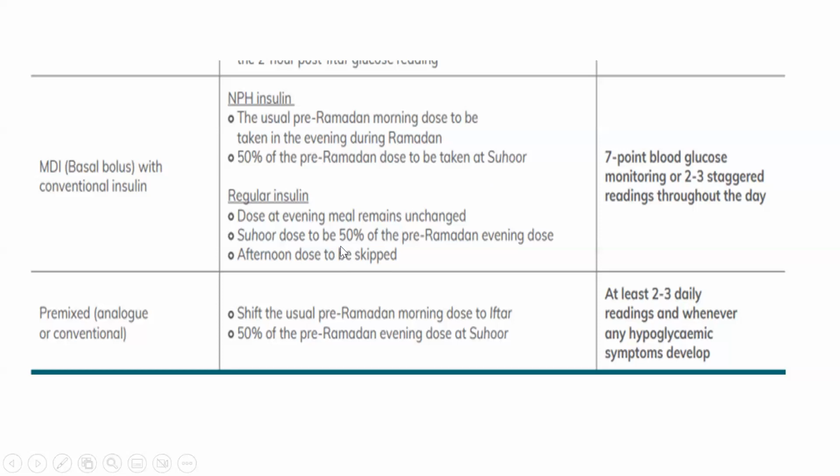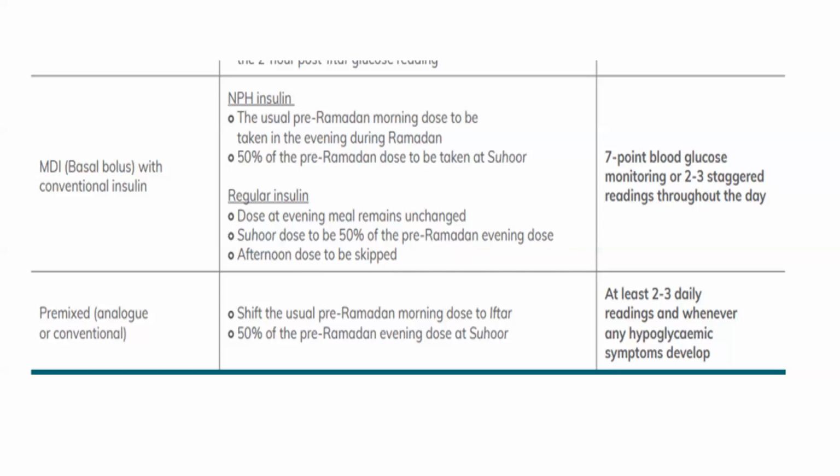Suhoor dose again, because suhoor meal is light, to be reduced to 50% of the pre-Ramadan evening dose, and the afternoon dose should be clearly skipped. So suhoor dose to be 50% of the pre-Ramadan evening dose. So whatever is the pre-Ramadan evening dose or the dinner time dose, for example, 10 units, 50% reduce of that, so example 5 units, and that will become the suhoor time dose.